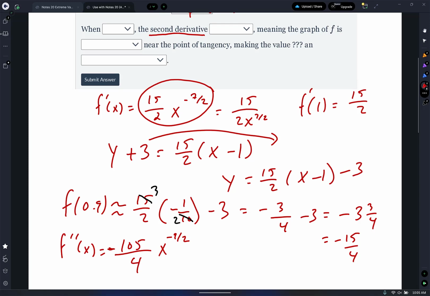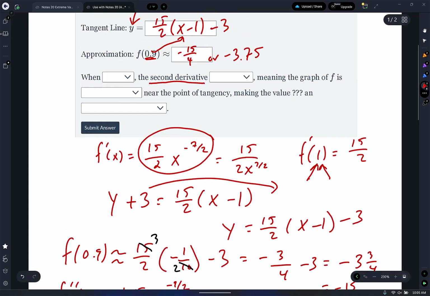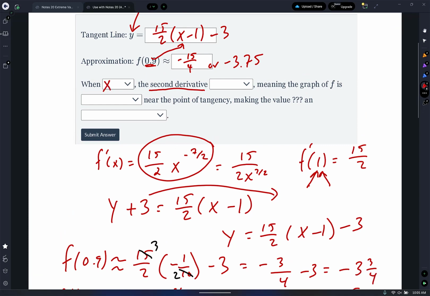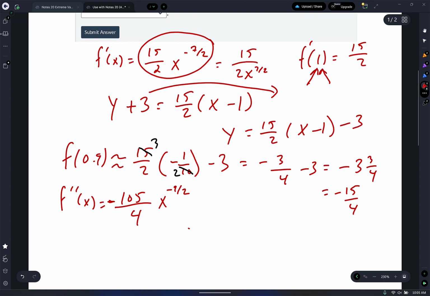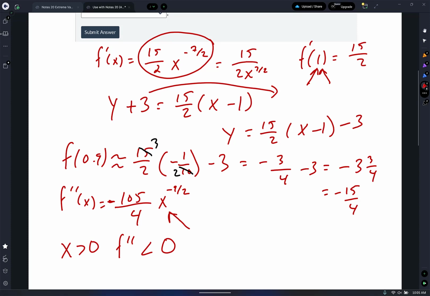Now notice my point of tangency is a positive value. So what they're going to have here are intervals. It's either going to be x greater than 0 or x less than 0. So x equals 1 is bigger than 0, right? So I'm going to put when x is greater than 0. The second derivative, remember, we're still plugging in a 1. If I plug in a 1 in there, do I get a positive or a negative? Negative. So as long as x is greater than 0, f prime will always be negative. Do you guys see that?